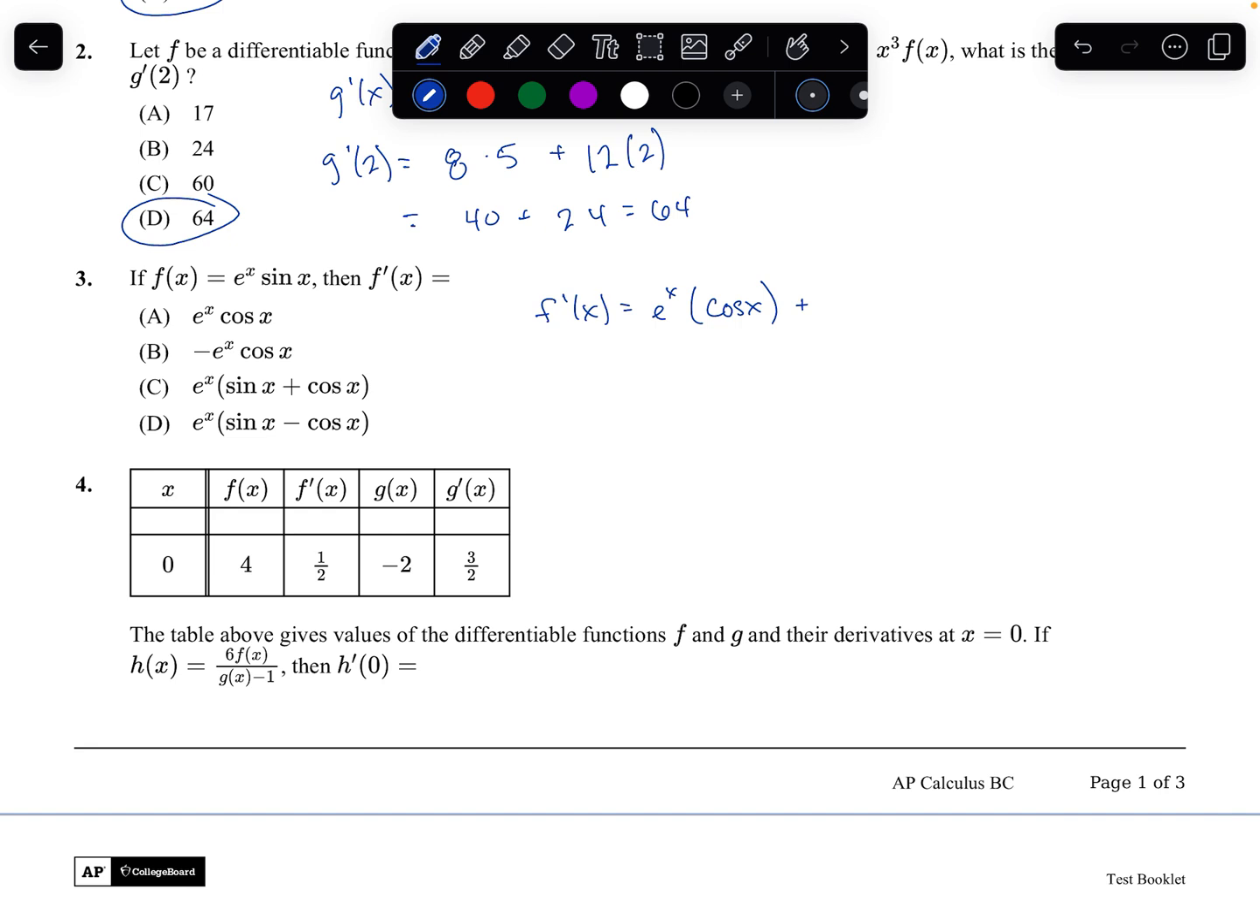plus the derivative of the first, and the derivative of e to the x is e to the x, times the second.